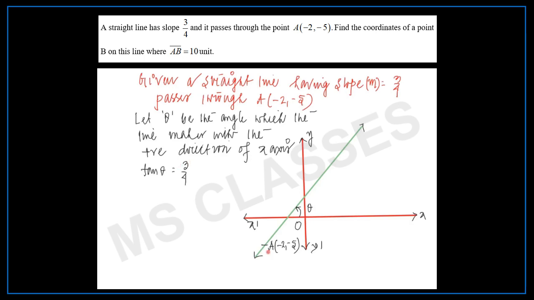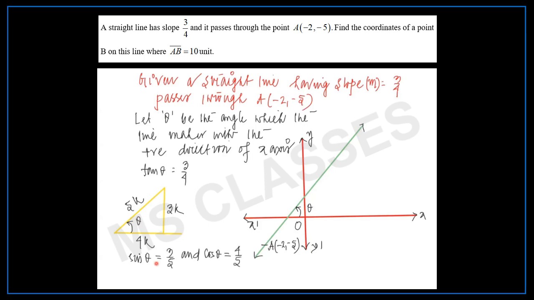Now, in order to write it in the symmetric form, you know that we need sin theta and cos theta. So at the beginning only we try to find that. Here this is the angle theta. Now this is 3k and this is 4k. So this will be 5. Now from here we can find sin theta, which will be 3 by 5, and cos theta, which will be 4 by 5.